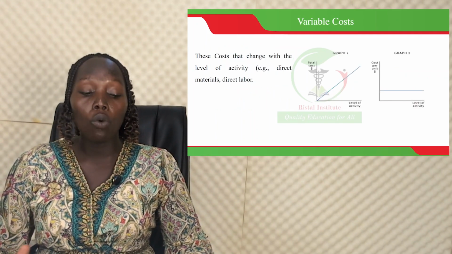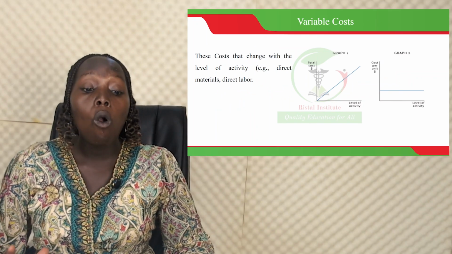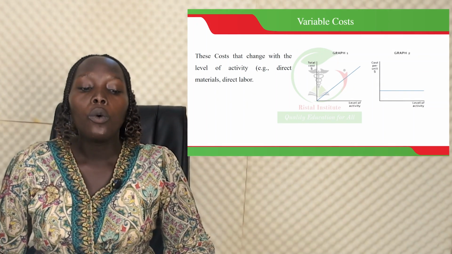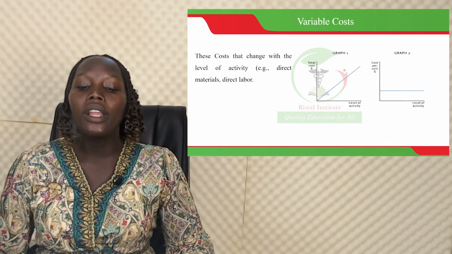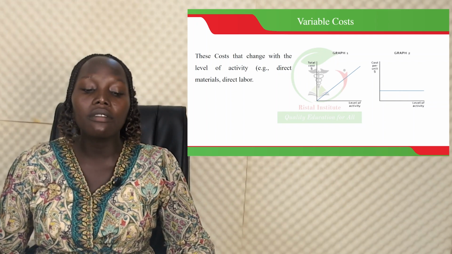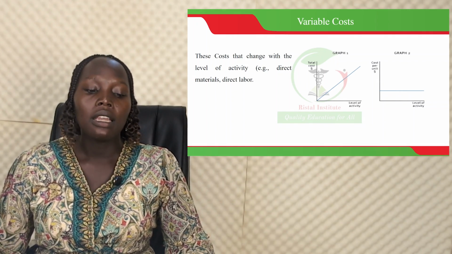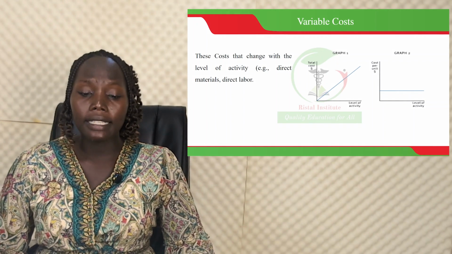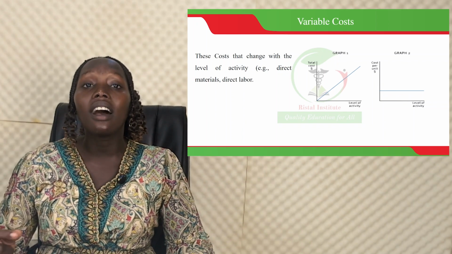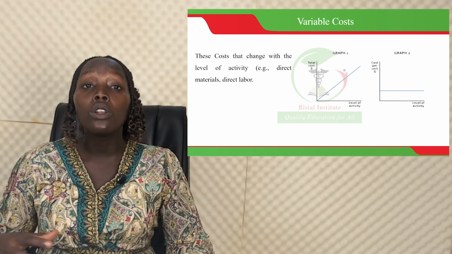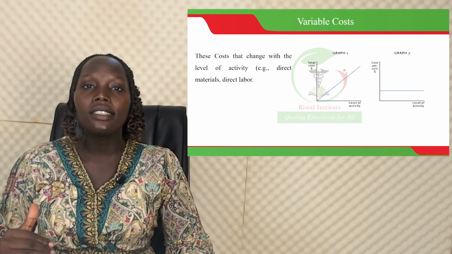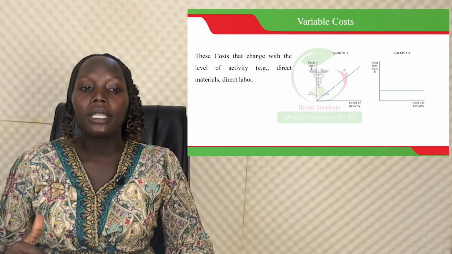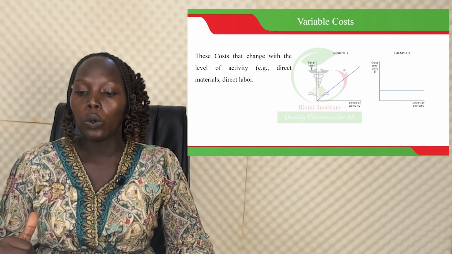Let's look at them one by one. We have variable costs. Variable costs are the costs that change with the level of activity. For example, we have direct materials and direct labor. They change with the level of activity. If the level of activity is high, the cost will also increase. If the level of activity is low, the cost will also be low.